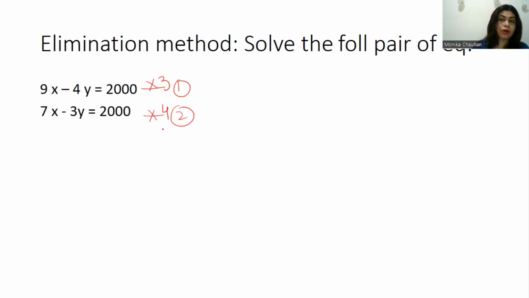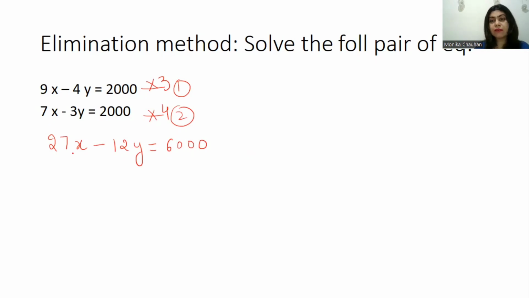Now, what will happen if I'm going to multiply this? So 9 times 3, I have to multiply equation 1 by 3, left side as well as right side. So 9 times 3, we got 27, 27x minus 4 times 3, you got 12y. And then you have 2000 times 3, it's 6000. Now, your first equation is this after multiplying by 3.